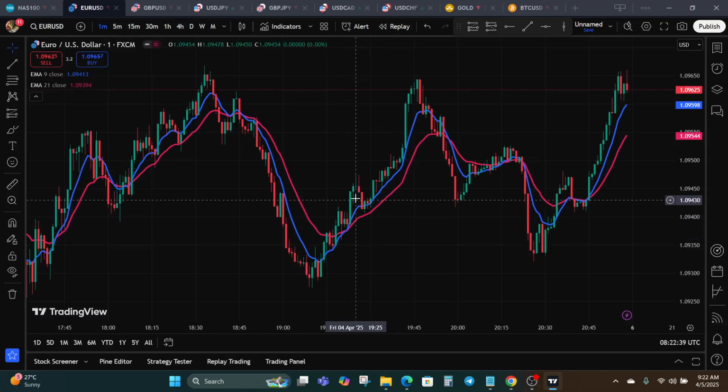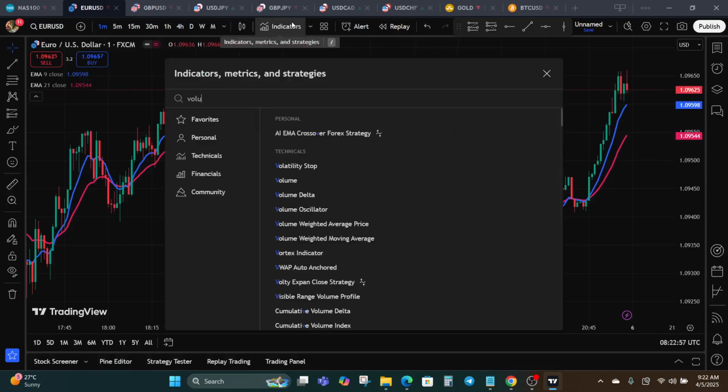For example, a bullish candle, bullish candles above both the EMAs for buys, or you look for bearish candles, significant bearish candles below the EMAs for sells. Okay. Then you can also use volume confirmation. Volume confirmation is a plus, right?